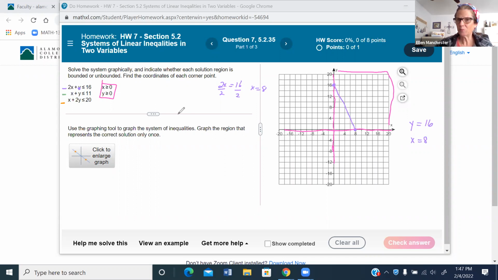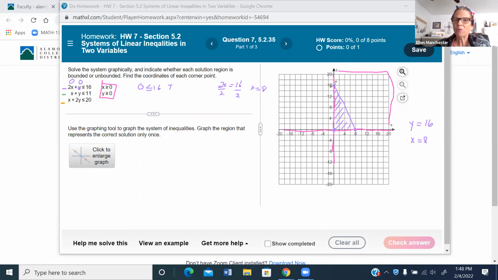And then I use my test point. Okay, remember 5.1, you had to know how to use the test point. It's the exact same thing with this one. The test point is 0, 0. All that means is I put a 0 in for my x and a 0 in for my y. Makes it super easy. I end up with 0 is less than or equal to 16. This is a true statement, which means I'm going to shade on the side where the 0, 0 is, because I am including that point.